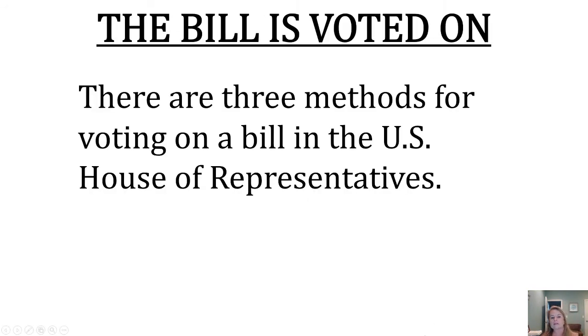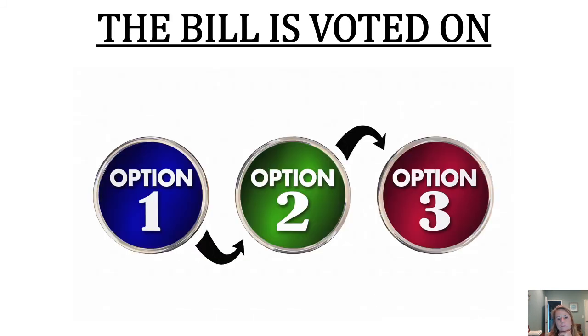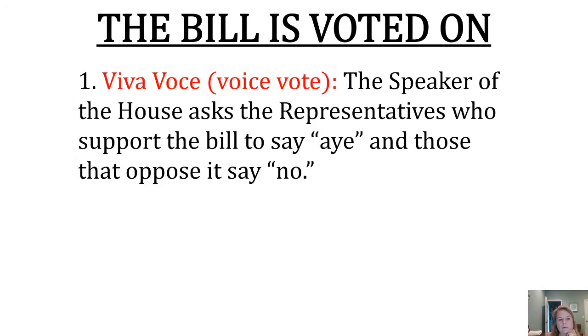So there are 3 methods for voting on a bill in the U.S. House of Representatives. A bill goes to the House of Representatives, and it's sent to a committee. The committee says, yes, we want to pass this forward. So now we're going to put it on the floor of the House, and we need to vote. So 3 different ways in the House only that it can be voted on. First one is called a viva voce vote. The Speaker of the House asks the representatives who support the bill to say yay, and those who oppose it say no. So it's basically just voice.